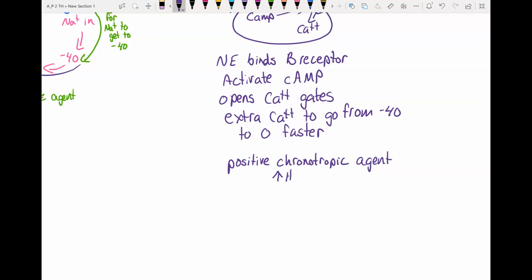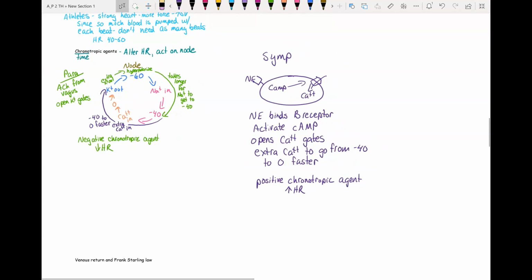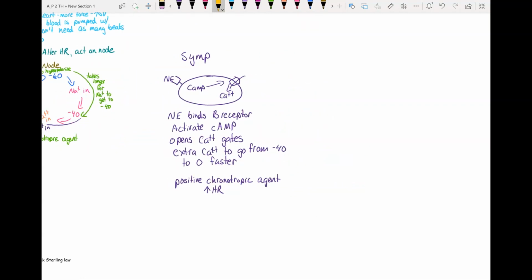Because it increases your heart rate. Okay, then we have other things that can come in and alter this. So if we look at some other chronotropic agents, we're going to have thyroid hormone. So take a minute and go back to chapter 17 and review thyroid hormone.